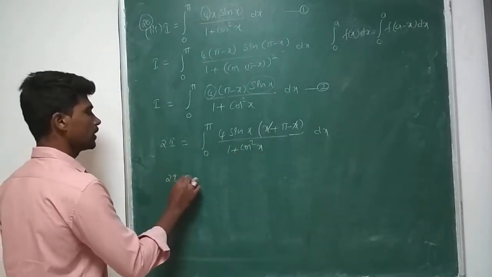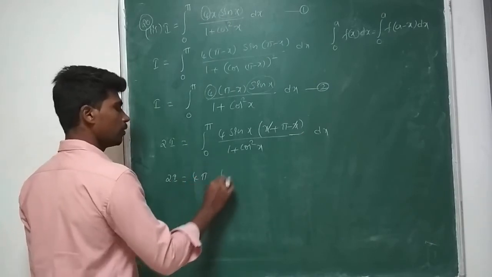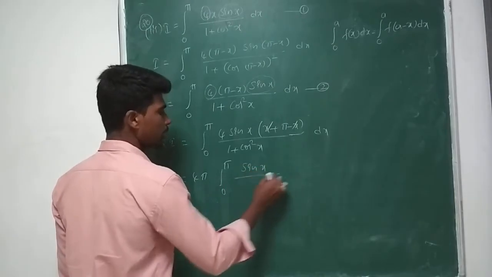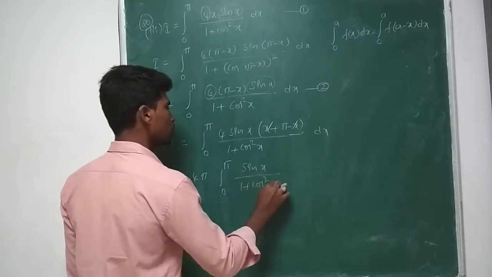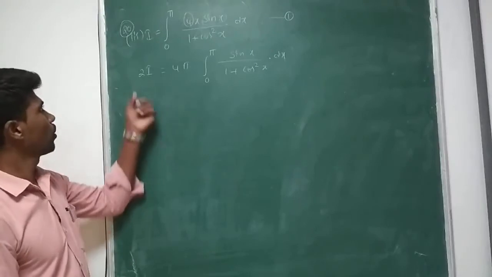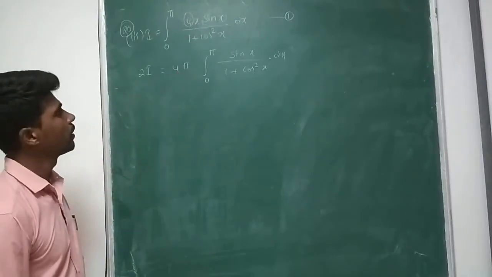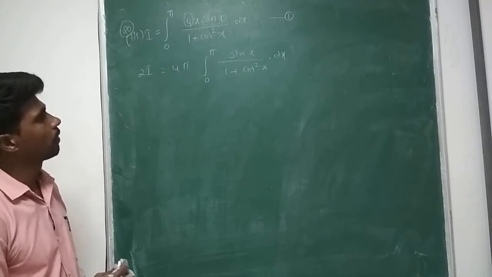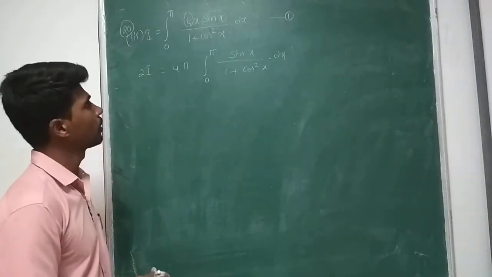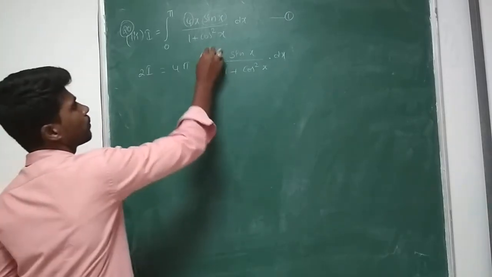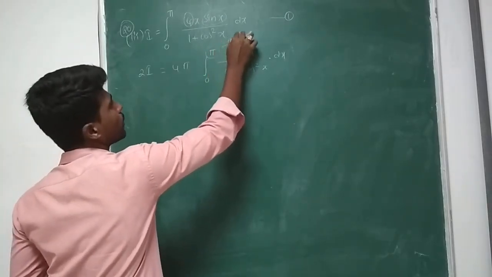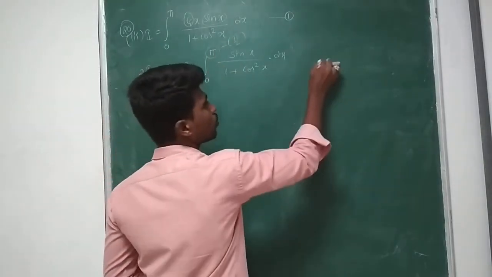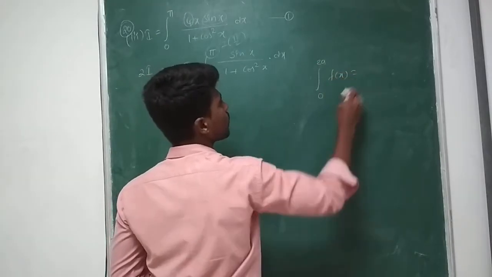So 2I is equal to 4 pi into integral 0 to pi sin x by 1 plus cos square x dx. I got 2I is 4 pi integral 0 to pi sin x by 1 plus cos square x dx. So go with the simplification. Pi can be written as 2 into pi by 2. So I have integral 0 to 2a f of x dx, a formula.